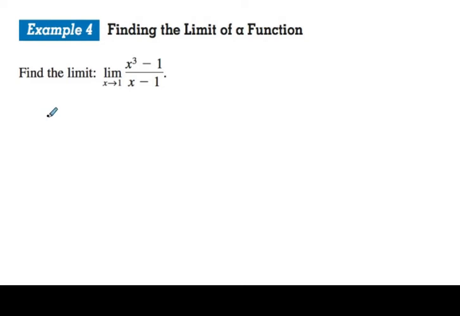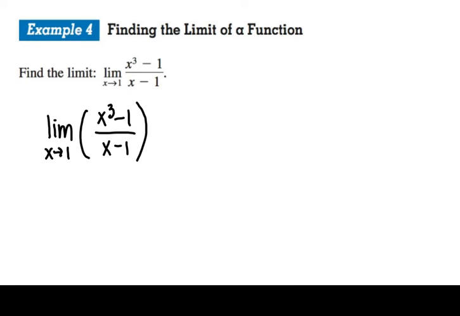So I'm going to rewrite this. The limit as x approaches 1, and I'm just going to put this in parentheses, of x cubed minus 1 over x minus 1. If I try to use direct substitution, I'm going to get a 0 in the denominator, and a 0 in the denominator is undefined. Therefore, what we have to do here is factor, and that factoring is going to eliminate the problem in the denominator.